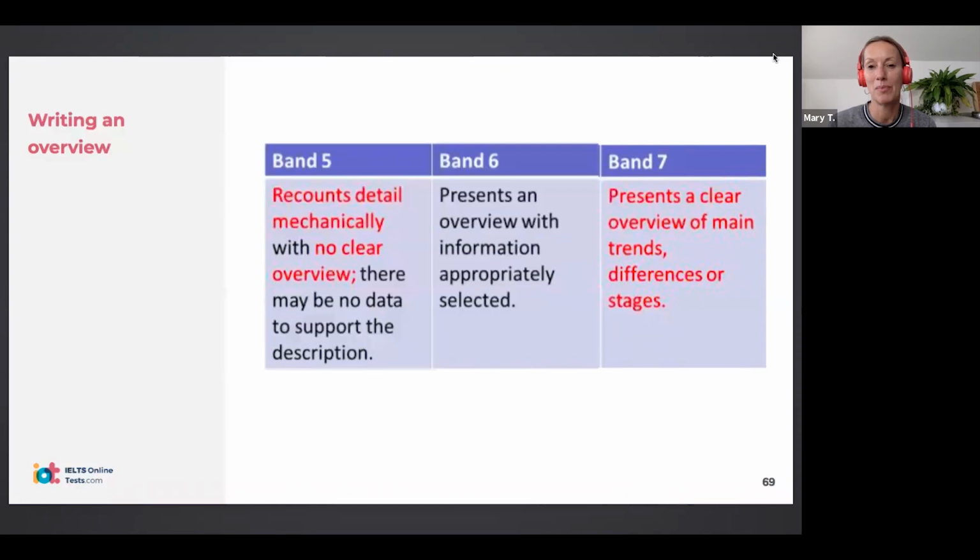Band 6 is slightly better, so it's an overview with information appropriately selected. So they've got the right information. Maybe it's not as clear as it could be. Whereas Band 7, it's very clear overview of main trends, differences, or stages. So as you can see, there's just a slight difference between each band, but the clearer you make your overview, the better, obviously, the better band you're going to get.